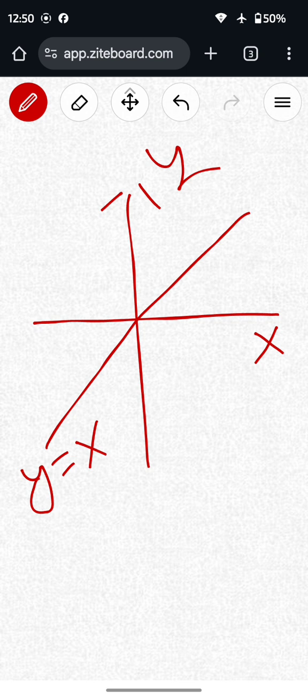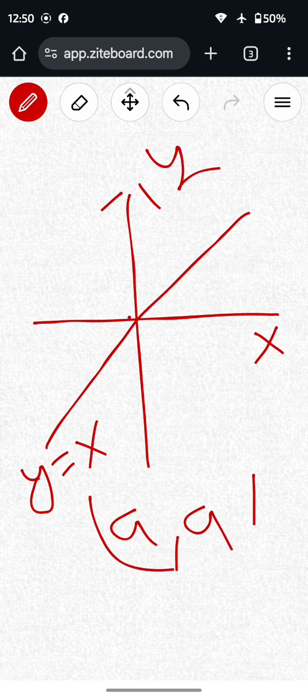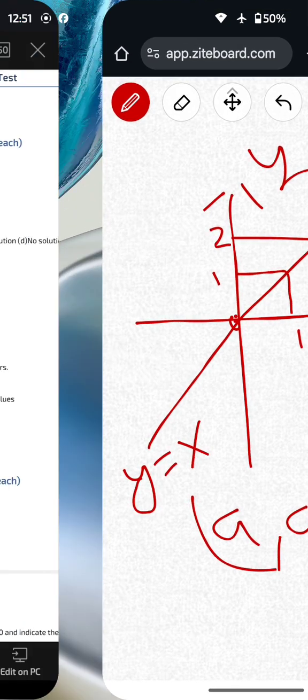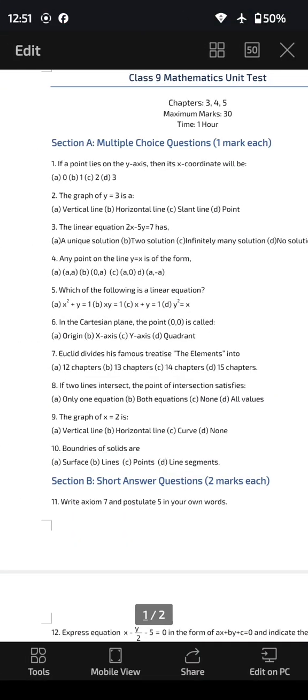So the points on these lines are in the form of a comma a, as this is 0, this is origin 0, the first point is 1 comma 1, second point is 2 comma 2. So the points on this line will be in the form of a comma a. So the option A is right. Next question, which of the following is a linear equation?